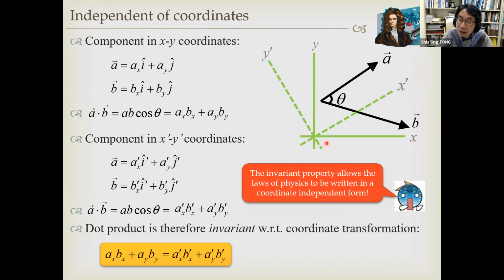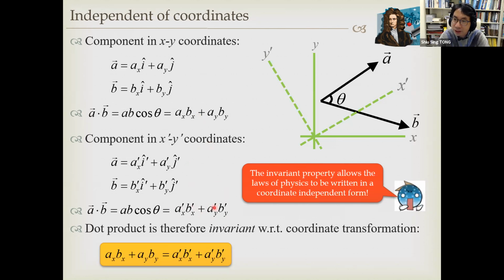Okay. Now, the dot product is still equal to AB cosine theta. And if you believe that I can do it in the same way for the new coordinate system, I can form a dot product between A and B using the components. And I should get Ax prime Bx prime plus Ay prime By prime, right? It should be in the same form as in the old coordinate system. The result should be in the same form.